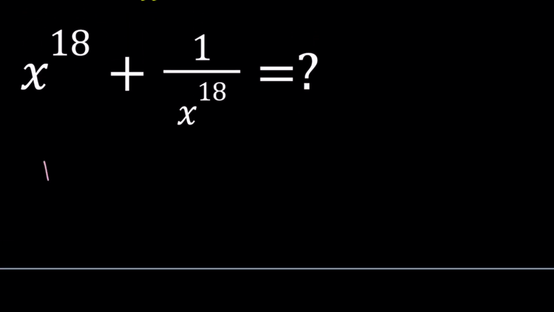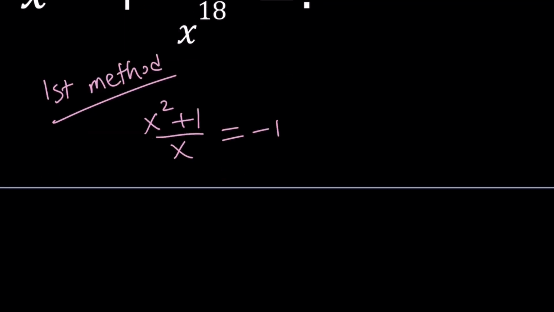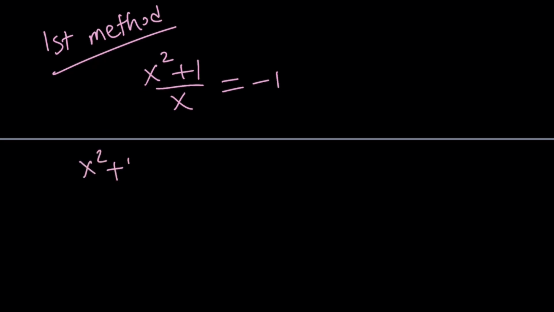So let's start with the first one. For my first method, I want to make a common denominator and then multiply both sides by x and then put everything on the same side. Now, if you solve this quadratic equation using the quadratic formula or otherwise, you're going to get complex, non-real roots. Let's go ahead and write it.